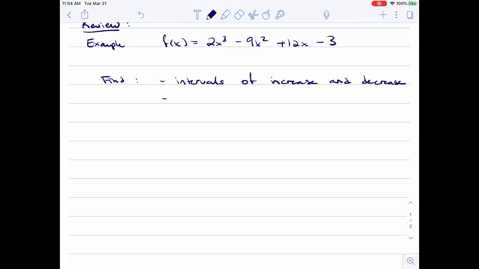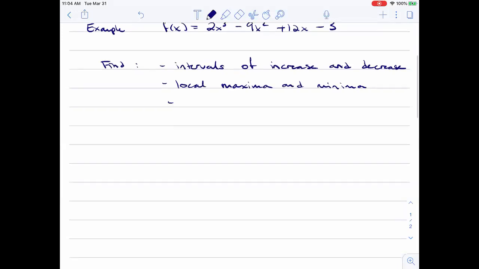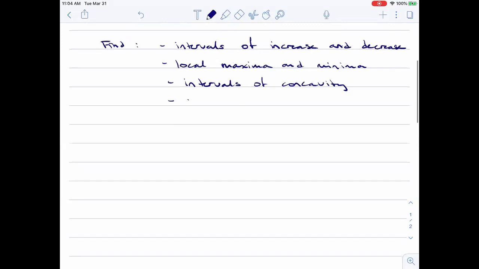The local max and min, so the local maxima and minima. We can find intervals of concavity. And we can also find inflection points. Now the first two are using the first derivative typically, and the last two are using the second derivative.